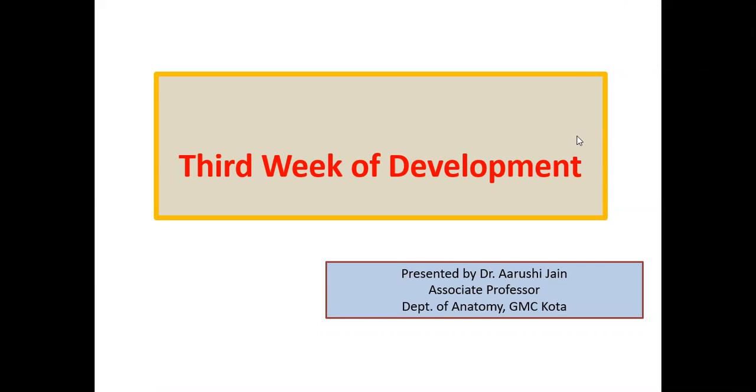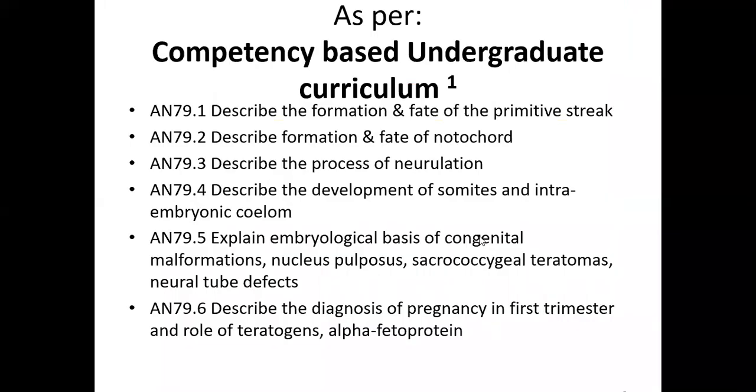Today we'll be studying the third week of development. So after this lecture, you should be able to describe the formation and fate of the primitive streak, which is necessary for the formation of the 3 germ layers. Then you should be able to describe the formation and fate of notochord. You should be able to describe the process of neurulation, describe the development of somites and intra-embryonic coelom.